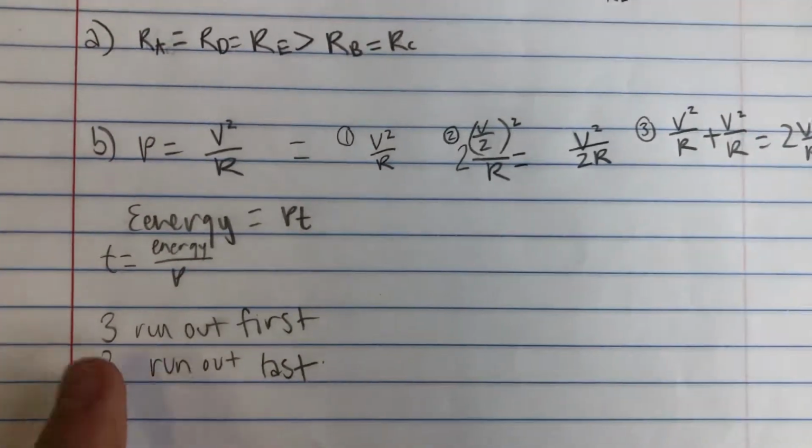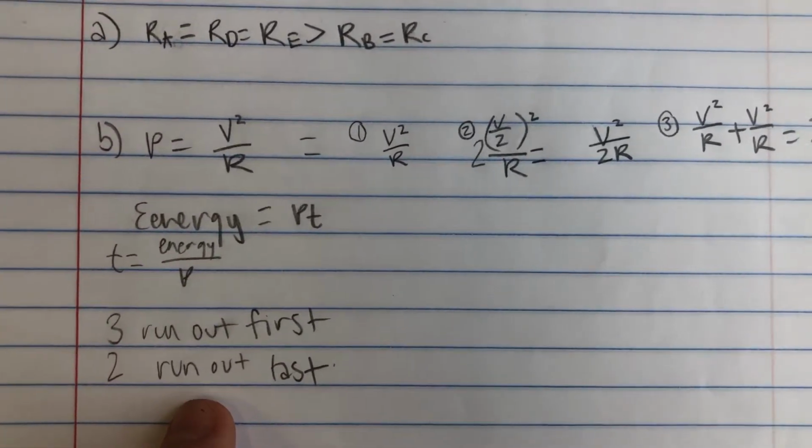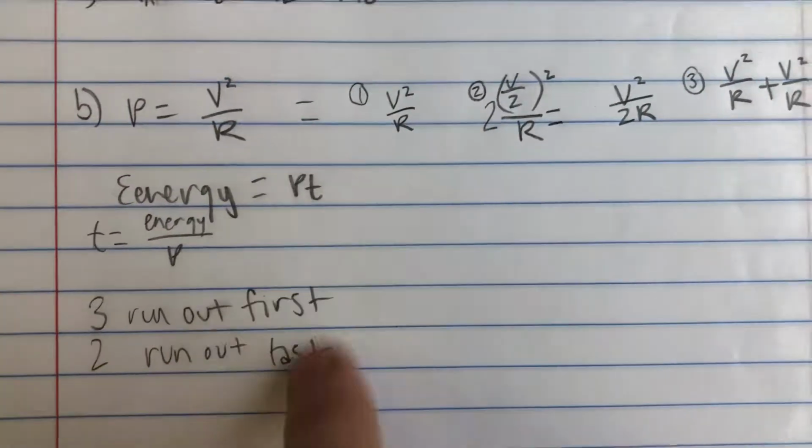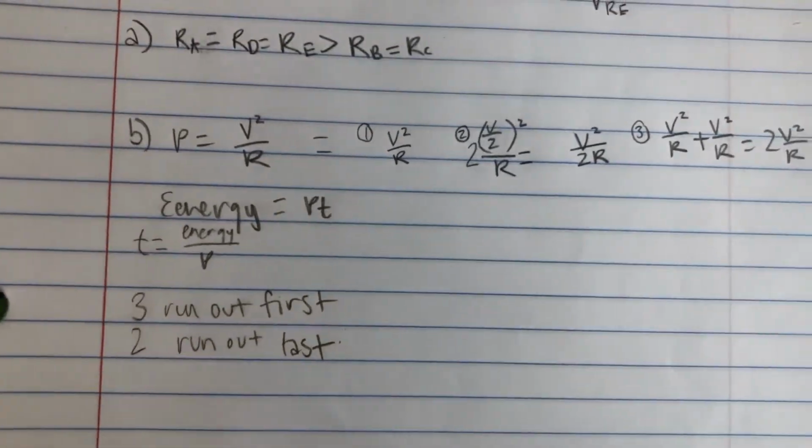And similarly, the one with the smallest power will run out last. So number 2 will run out last. And that's it.